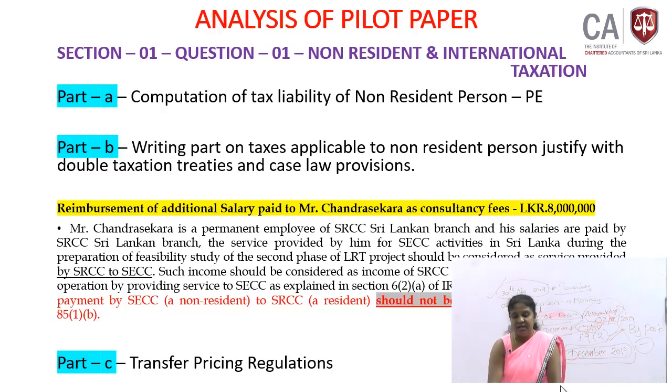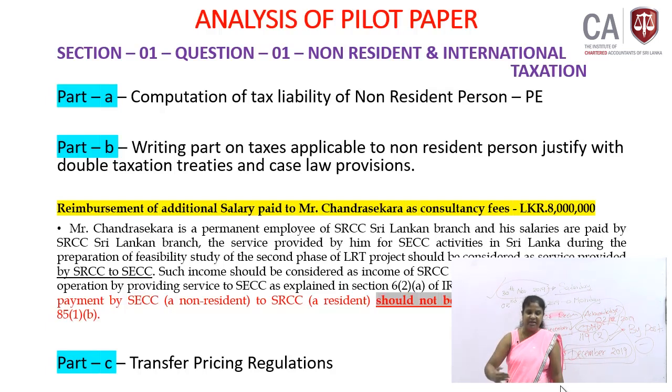Part B: write in part on taxes applicable to a non-resident person, justify with double taxation treaties and case law provisions, for 7 or 8 marks, which we have done. Under that, when doing that part, I mentioned there is one part on the service fee. I need to clarify it again. That clarification I have done in the presentation. In that, the answer should be corrected as follows. I have put it in red.